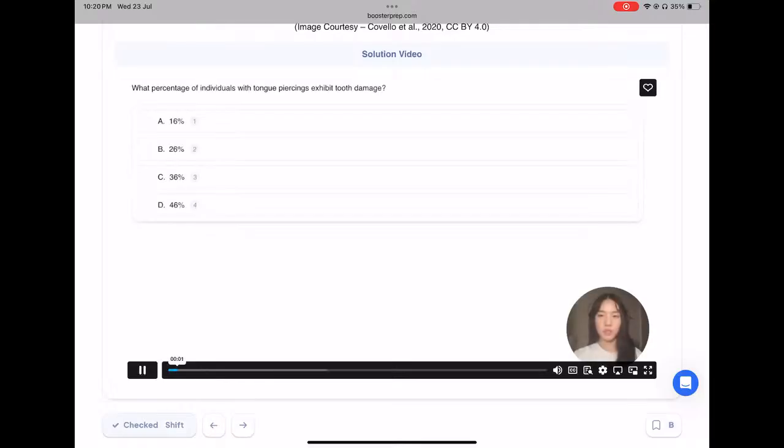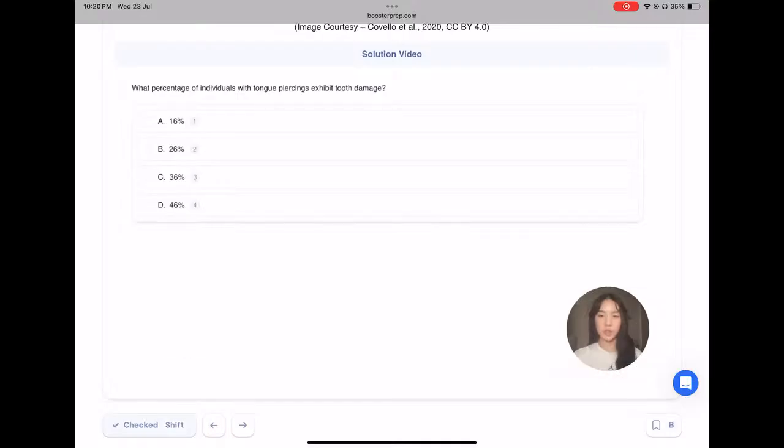What percentage of individuals with tongue piercings exhibit tooth damage? Oral piercings are common in the adolescent population, and the most common site for piercings is the tongue. Due to the extensive list of negative health consequences of tongue piercings, the ADA does highly recommend against getting these.